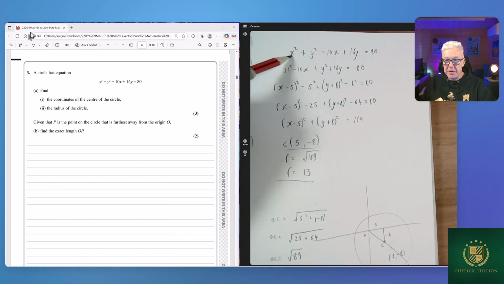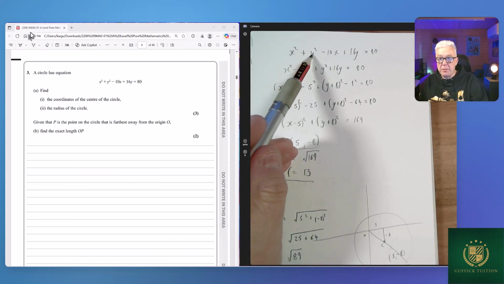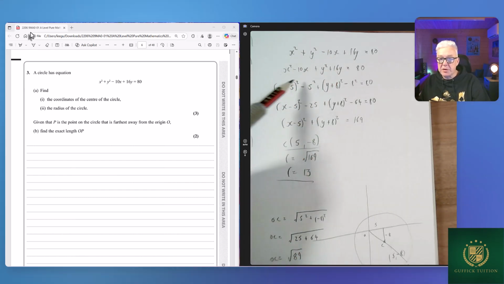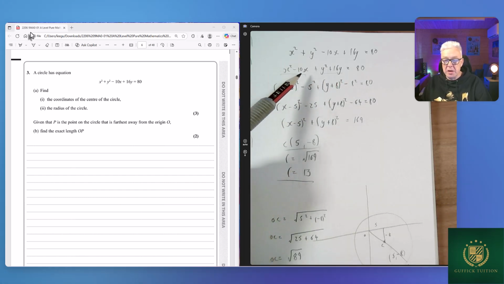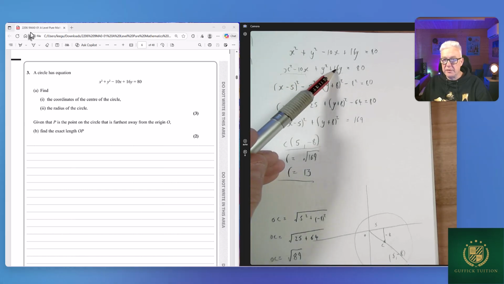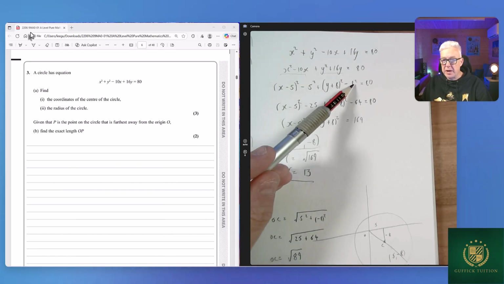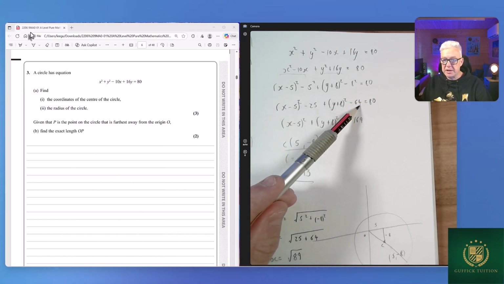We're just going to gather together the x components, gather together the y components, and complete the square on the x components and complete the square on the y components. So we halve the coefficient in front of the x, then we take away that squared. Half the coefficient in front of the y, and then take that away squared. Then work out what that is, minus 25 minus 64.